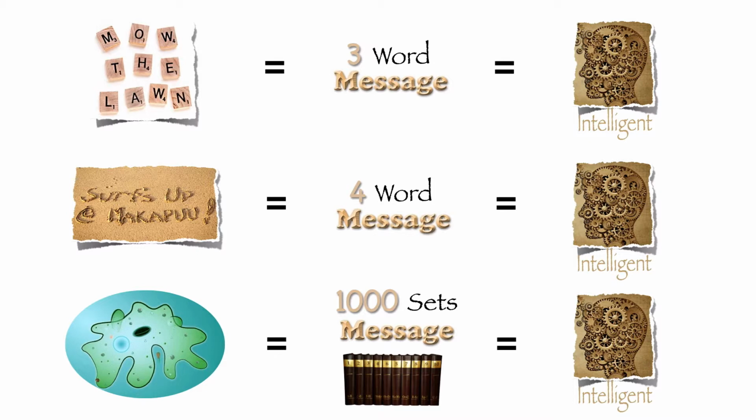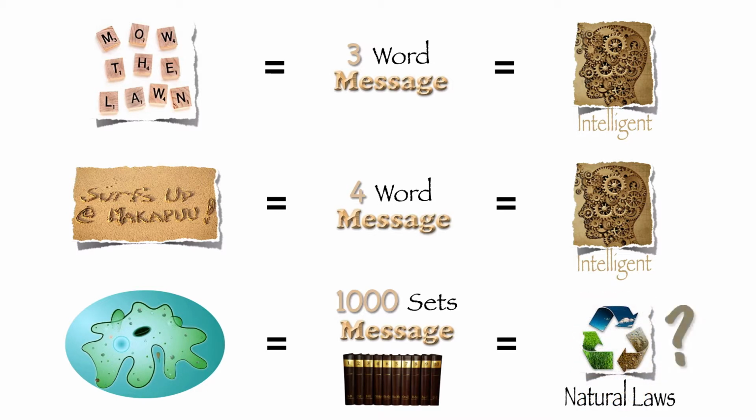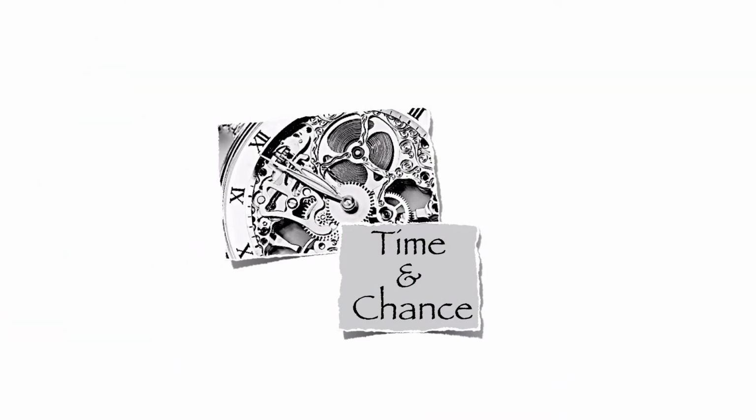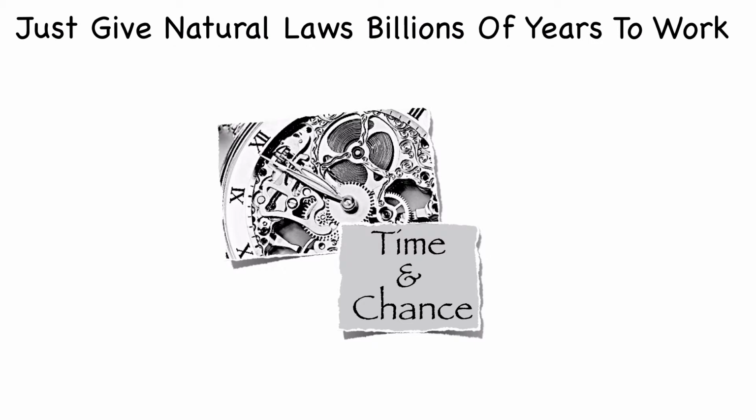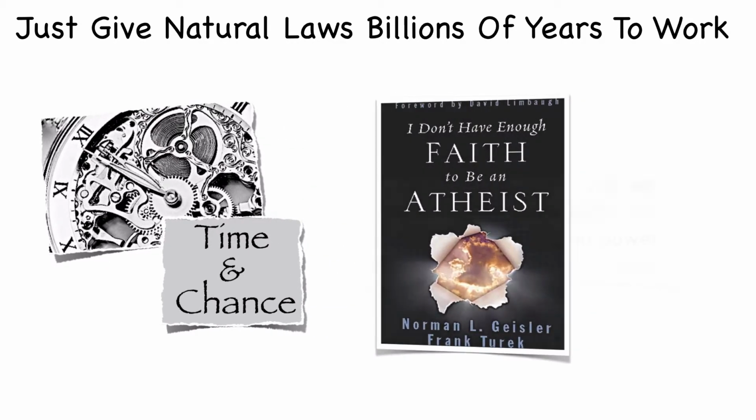They acknowledge that there is complex information in the cell, but then complain that an intelligent being had nothing to do with it. Instead, it's purely a product of natural laws at work. When asked how all that information got into the cell in the first place, well, some evolutionists will respond, it happened as a result of time and chance. Just give natural laws billions of years to work, and it can do the job.